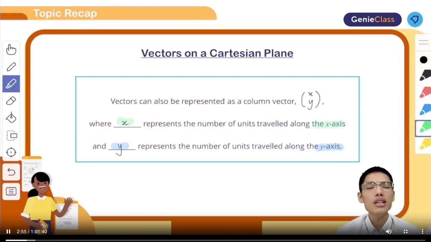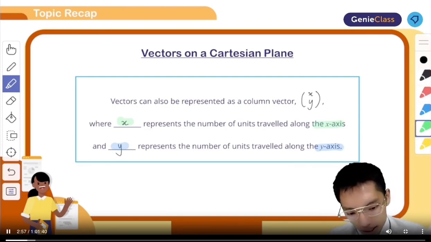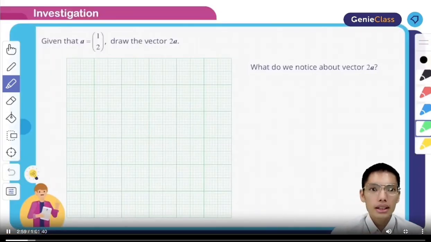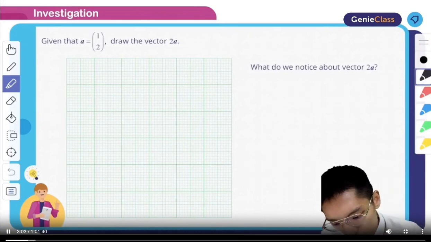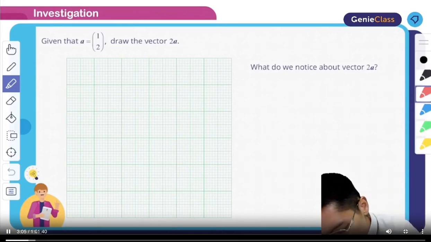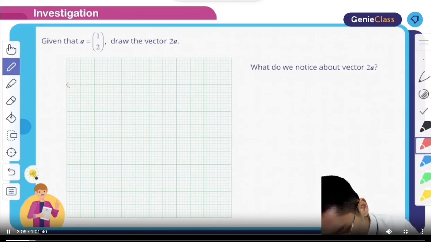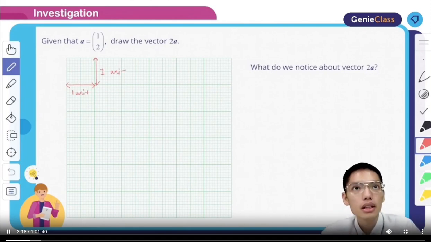And now, with this knowledge that we have so far, let's investigate. Given that A is (1, 2), how do we draw the vector 2A? So in this case, when we talk about a vector (1, 2) over here in this grid, we represent this as 1 unit. So just take note, this big square over here is 1 unit.